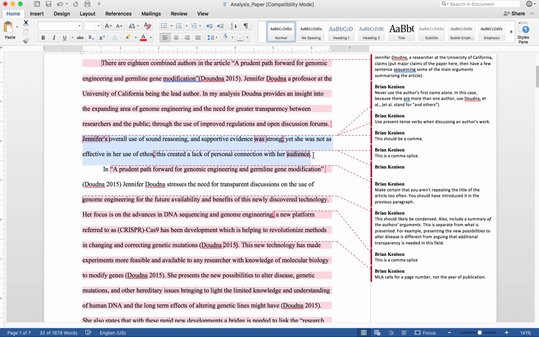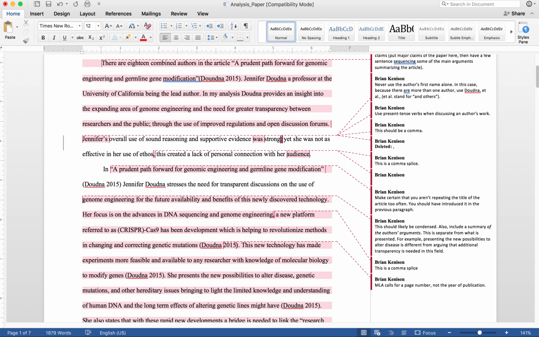And so a couple things I want to point out here is just the verb tenses that we're using. When you're writing about a literary piece, you should use present tense verbs. And so you would want to use something like, and supportive evidence are strong, something like that. Here is, just one minute, here is an unneeded comma right here. So, and then coming here, this semicolon should actually be a comma.